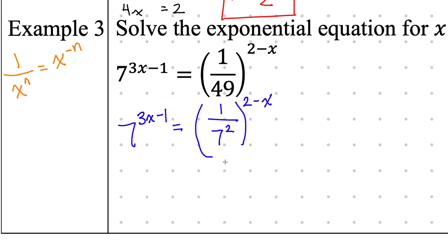This is now going to be 7 to the power of negative 2. That's that parentheses. I've recopied down the parentheses. It was 1 over 7 squared, now it's 7 to the negative 2. Those are the same thing using rules of exponents. And then she copied down the rest of the problem, which was 2 minus x. And on the left-hand side, I still have the 7 to the power of 3x minus 1.